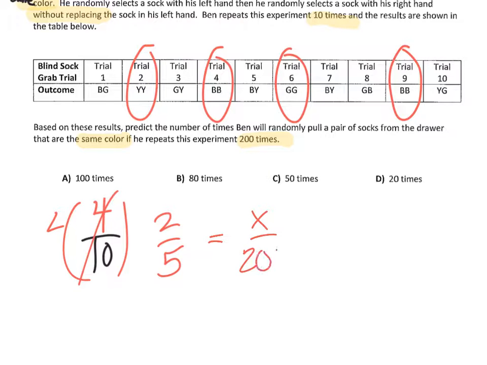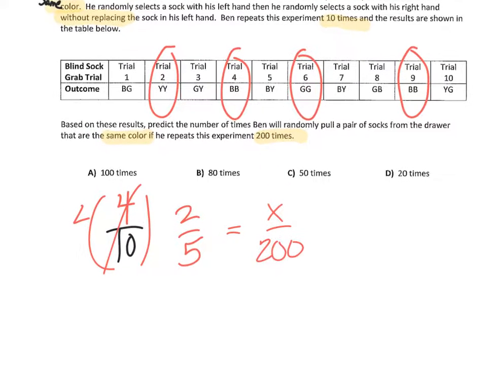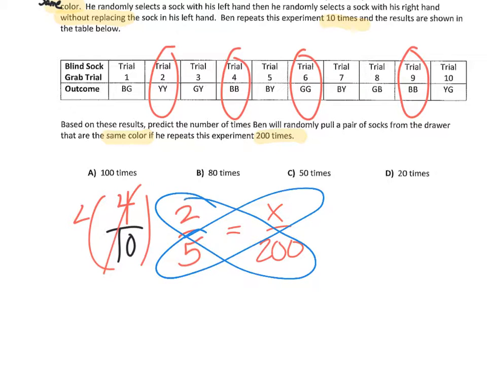So then out of 200 times, how many times are we going to pull the same color out? So we've got to cross multiply and divide again. So 400 divided by 5. Good. So 80 times.